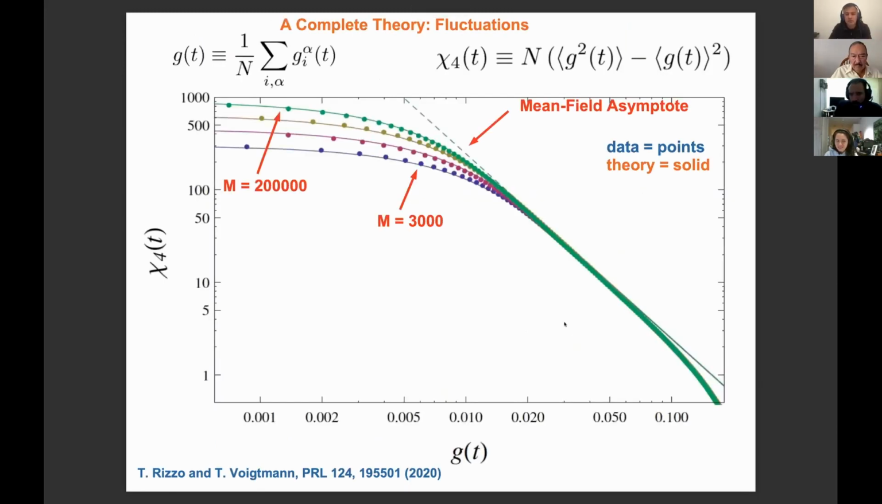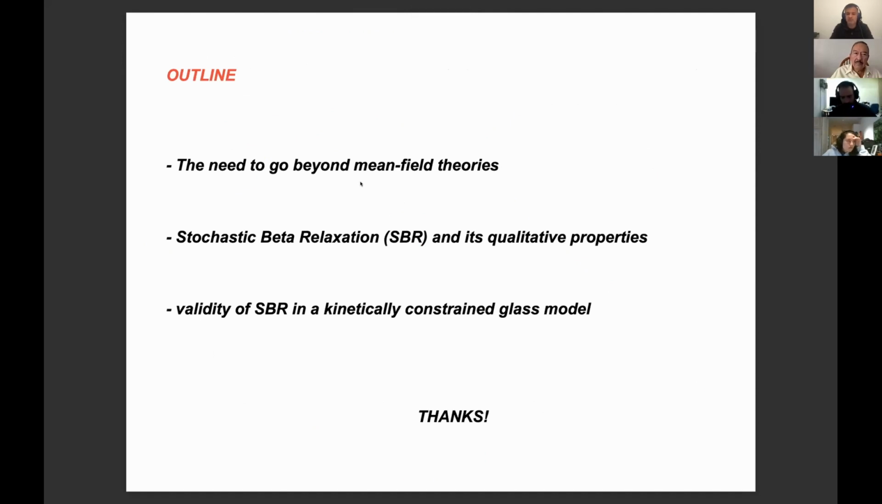And the theory also allows you to study fluctuations. So here it also gives you the chi4. The data are the points, and the theory is the solid line. The chi4 should diverge, should increase indefinitely as the system approaches the plateau value at the mean field level, while when you start to deviate from the mean field behavior, these deviations are well described by the theory. And so this is essentially all I wanted to say.